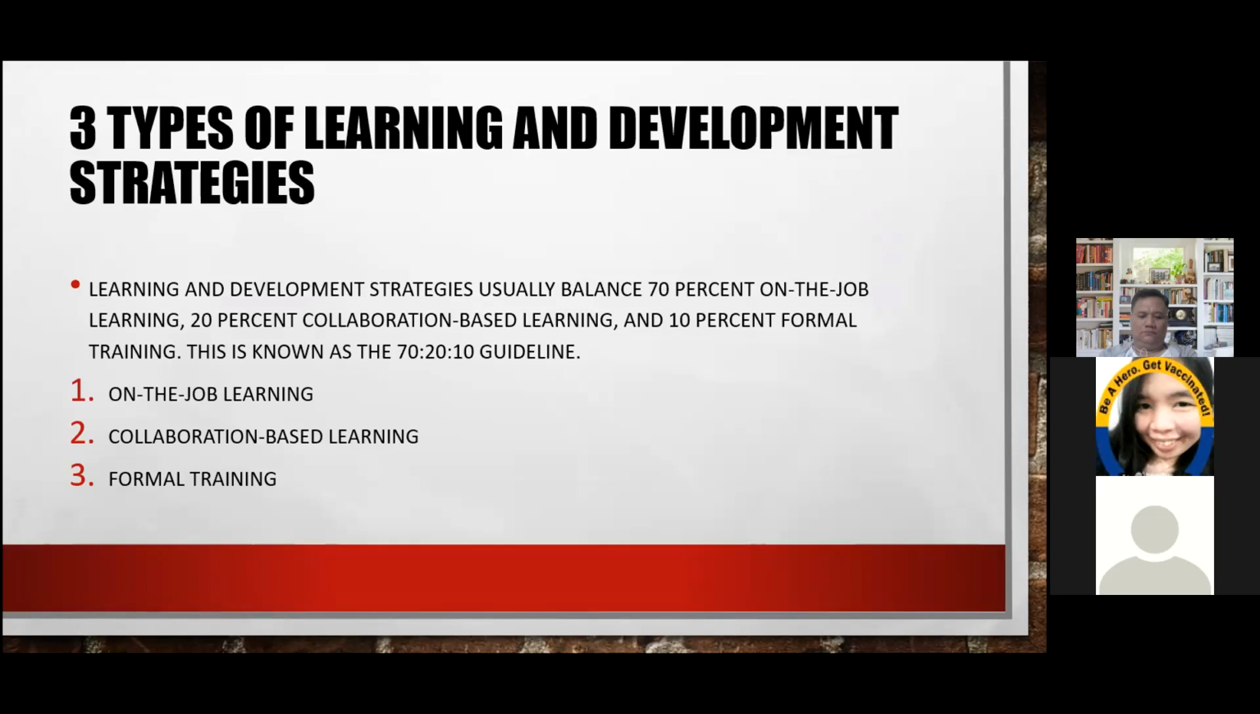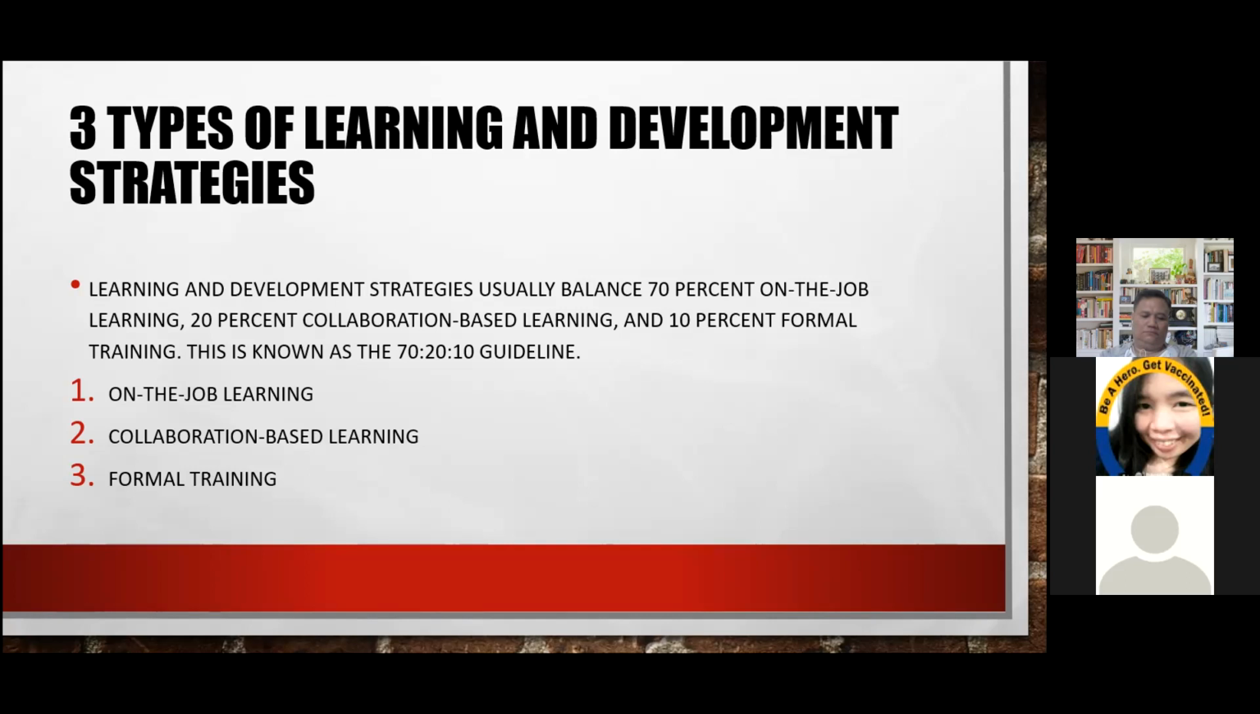Three types of learning and development strategies. Learning and development strategies usually balance 70% on-the-job learning, 20% collaboration-based learning, and 10% formal training. This is known as the 70-20-10 guideline. Number one type is on-the-job training. Most of an employee's learning should come from on-the-job training, in which they learn the necessary skills and tools from team leaders and other employees.